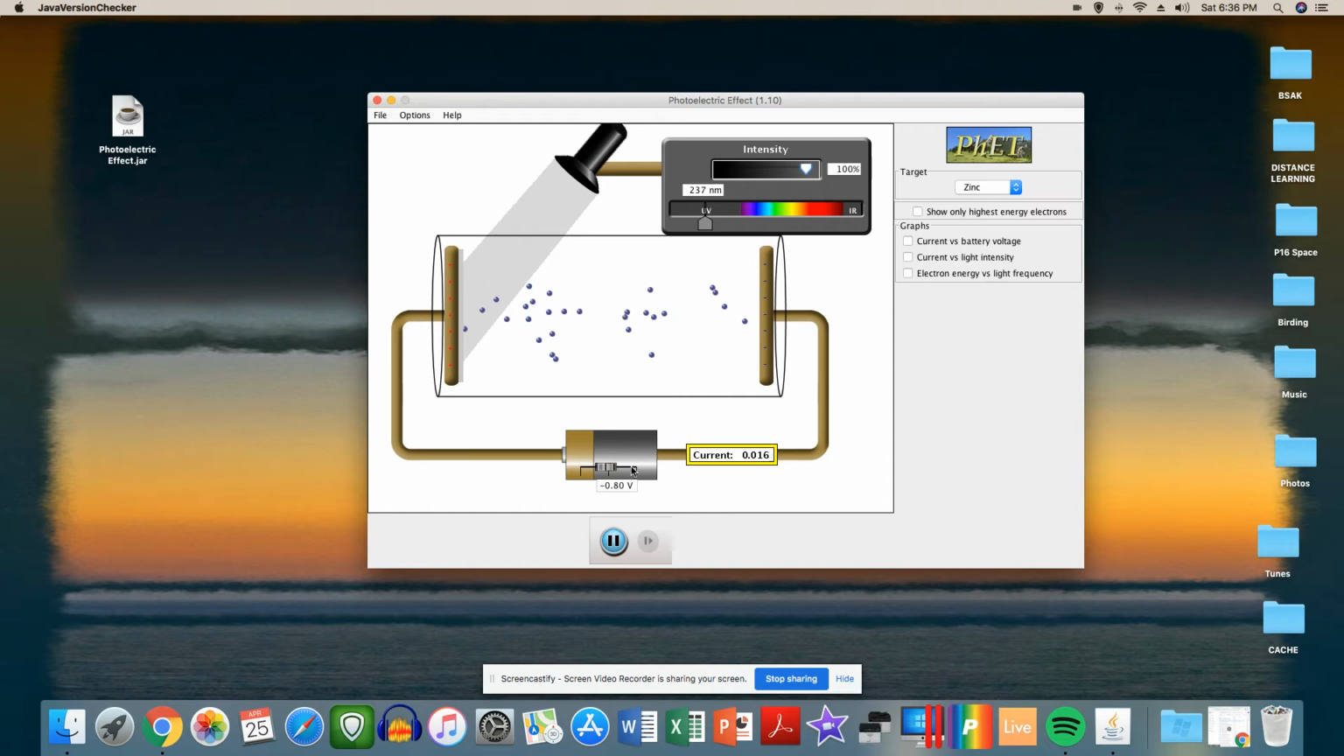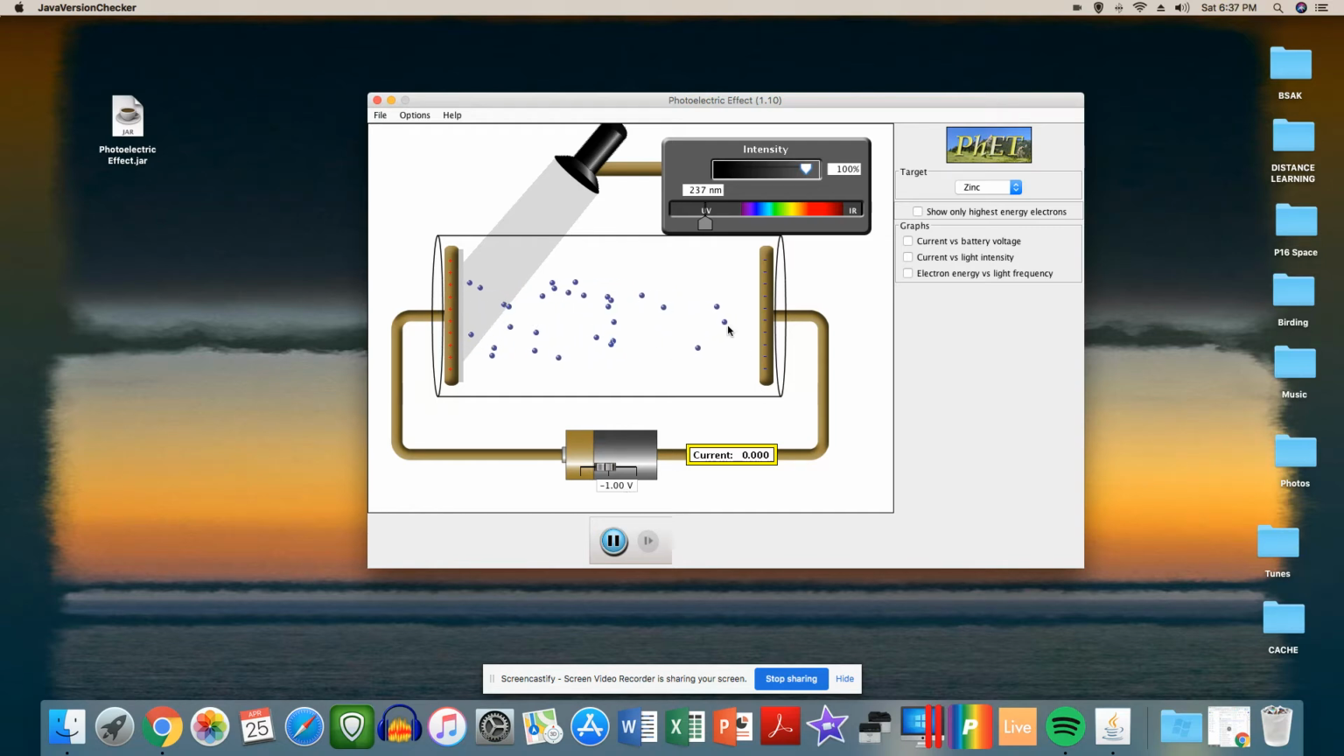So it's you increasing this potential until this current just becomes 0. So we'll stick with that. What we've done there is we've found that the stopping potential here is -1 volt. Now, like I showed you in the previous video, we can use this value of Vs to find the maximum kinetic energy of the electrons.